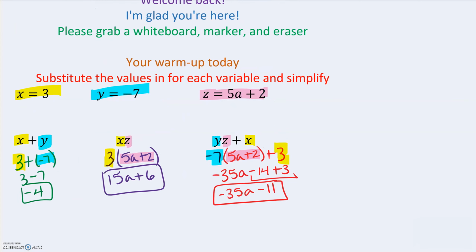So in our example earlier, the 3 stood in the place for the x. The -7 stood in the place for the y. And the 5a plus 2 stood in the place for the z. We substituted those values for those variables.